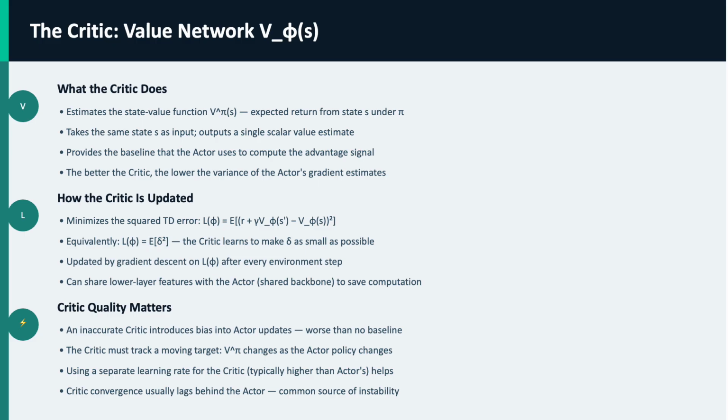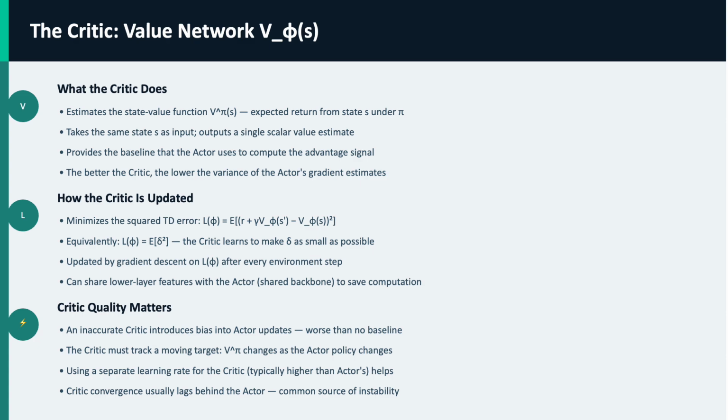The critic is a separate neural network with parameters phi that takes the same state as input and outputs a single scalar: the estimated value V phi of s. This is the critic's best guess at how much cumulative discounted reward an agent can expect from this state onward under the current policy. The critic is purely an internal component. It never directly influences what action is taken, only what the actor learns from the action after the fact.